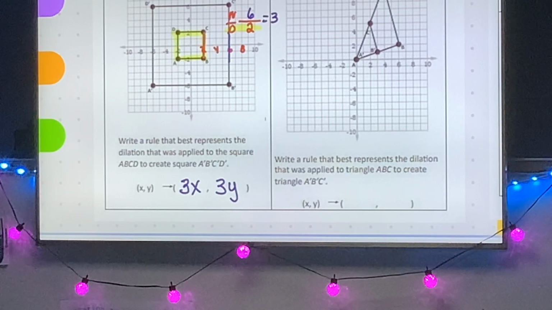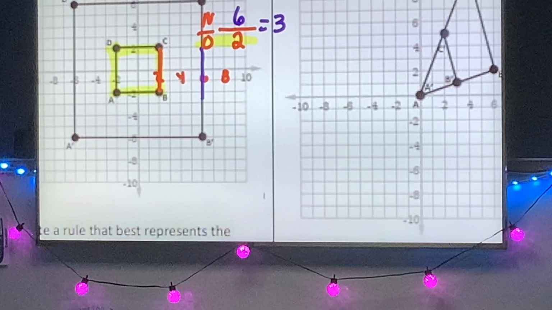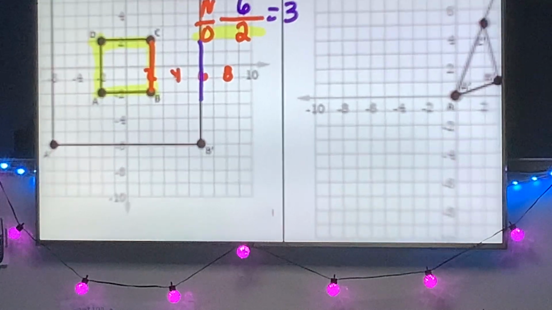Now, I'm going to show you how to do this with ordered pairs. You're going to see it's the same thing as we just did. I think the first way I showed you is easier, but it's totally up to you.